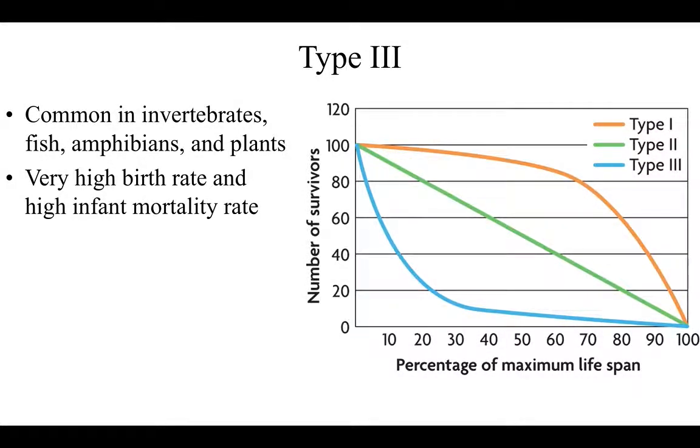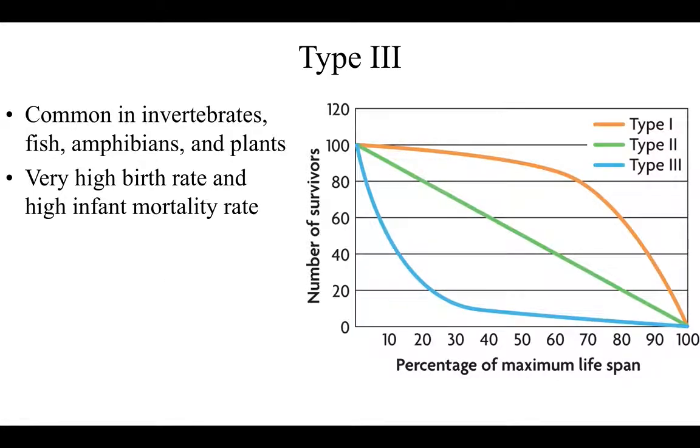Okay? The third type of survivorship curve is type 3, and this is very common in invertebrates, fish, amphibians, and plants. In this scenario, there's a very, very high birth rate and a high infant mortality rate. So you can see here, very, very often individuals die. There's a huge number of individuals, and a lot of them die, and once they make it through that early life stage, then they end up surviving. An example of this type would be the sea turtles we saw in the beginning, right?